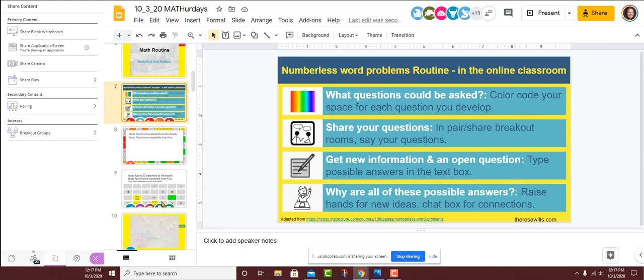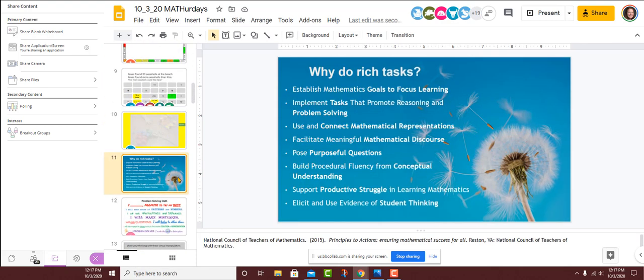All right, so let's get into our task. If you join me on slide 11 first, I want to talk about some research. We don't just do rich tasks because they're fun, because that's the reason I would do them. We also do them because according to NCTM's publication of Principles to Actions, these 8 math teaching practices are what are needed for student understanding. Today you'll see all of these, and I will highlight the last one, elicit and use evidence of student thinking during our math talk.